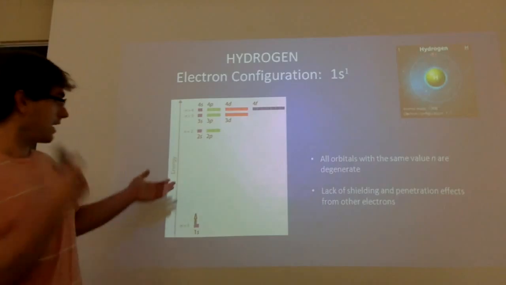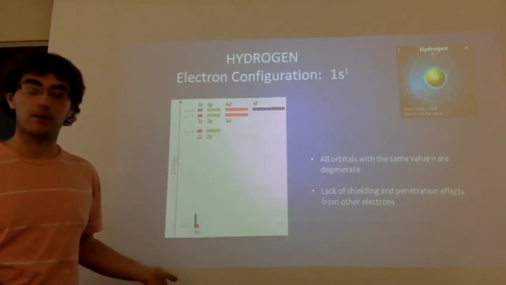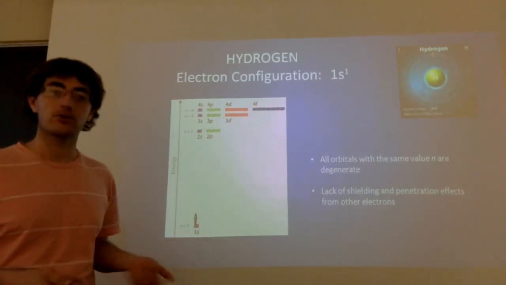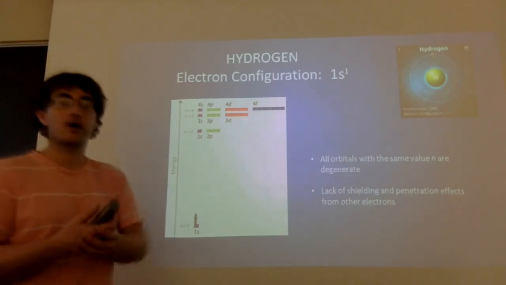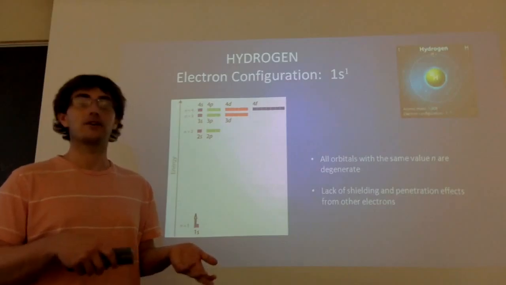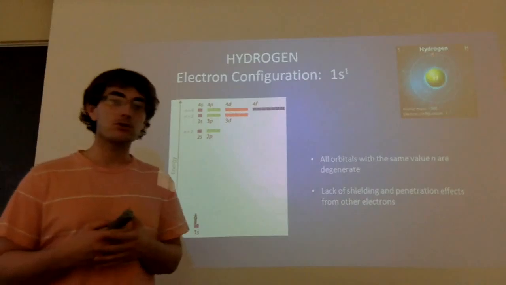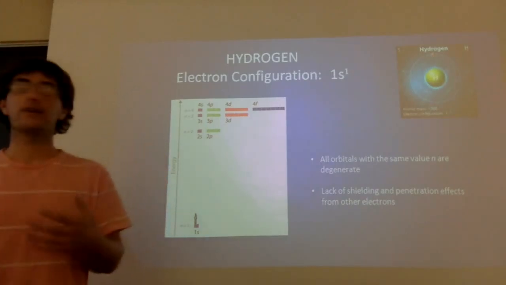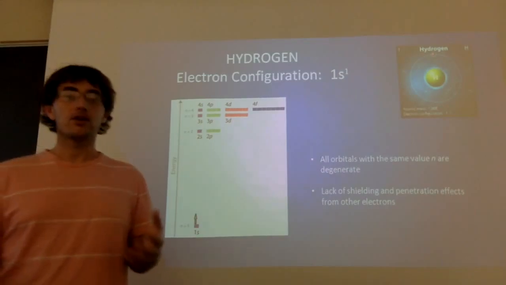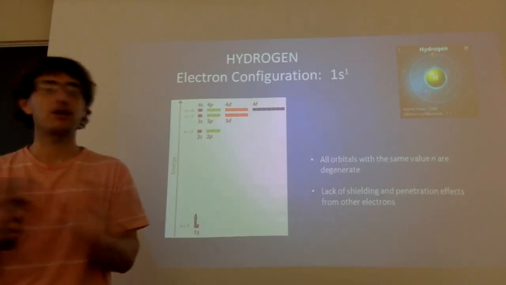Now, that tells us that orbitals with the same quantum number have the same energy, and so those orbitals are known to be degenerate. So degenerate orbitals occur in monoelectronic systems in a ground state. This is due to the fact that we don't have any other electrons in the system. And these electrons, if present, cause shielding and penetration effects.